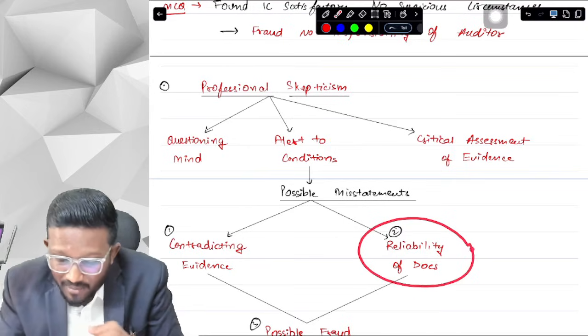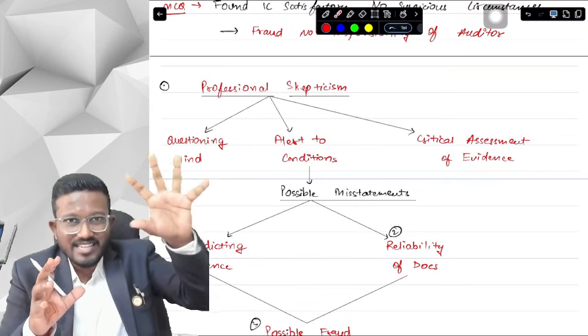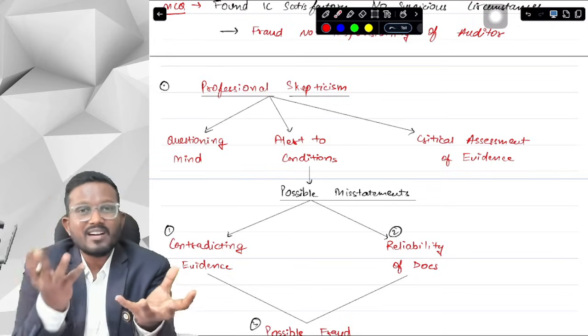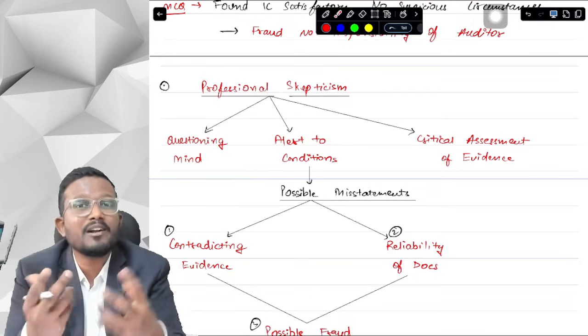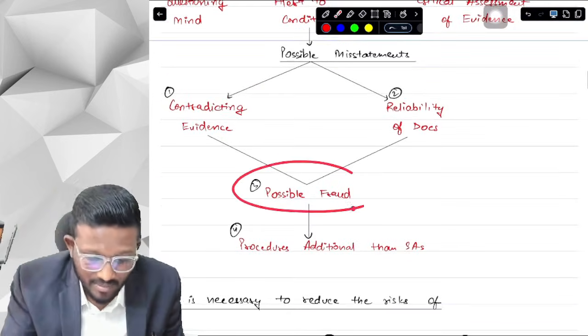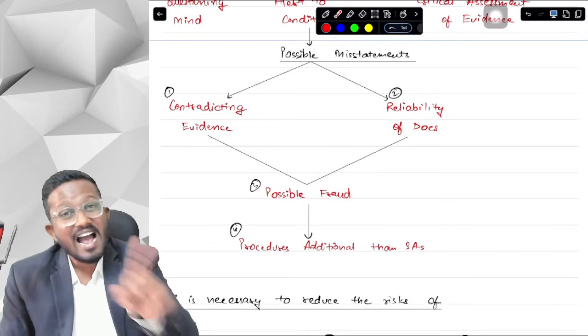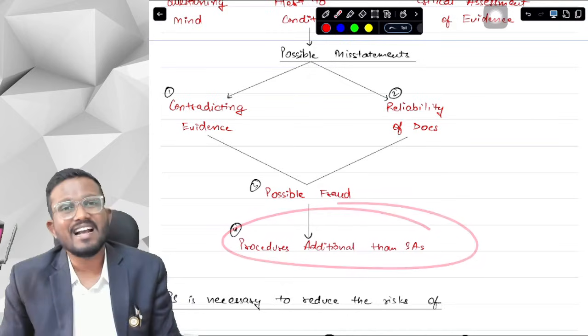Secondly, you question the reliability of documents. This evidence and this evidence are contradicting. The document underlying this evidence and the document underlying that evidence are also contradicting, which means you are questioning the reliability of the documents. Now if there are these two situations, then there can be a possible fraud. The possibility of fraud increases if these are the two situations, and if there is a fraud, then we will have to do additional procedures other than those required by the SAs.